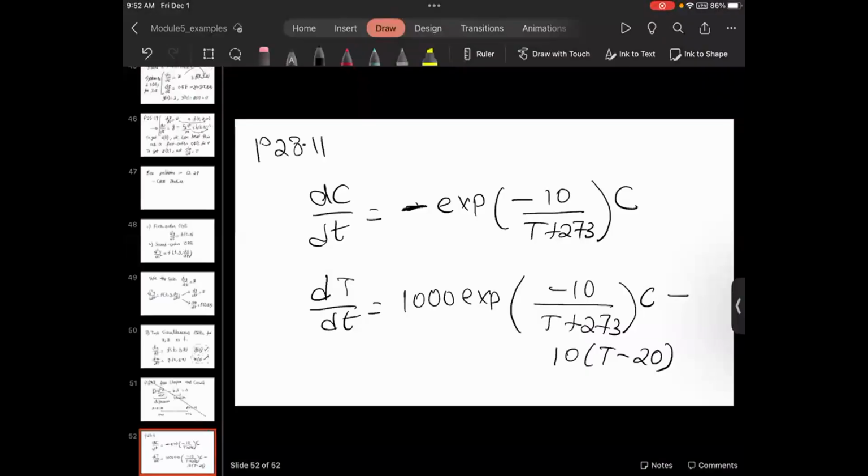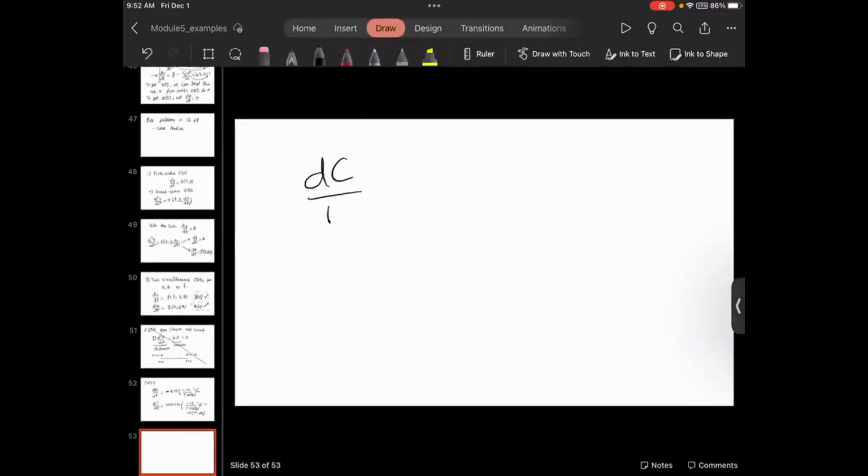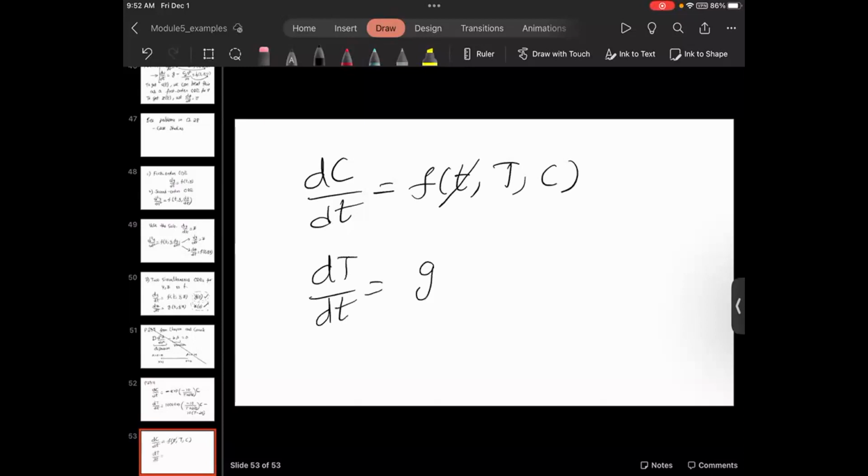So here is my equation. I'm going to write dC/dt is equal to f of time, temperature, and C. Of course, it doesn't explicitly depend on time. dT/dt is g of time, temperature, concentration, and doesn't depend on time.